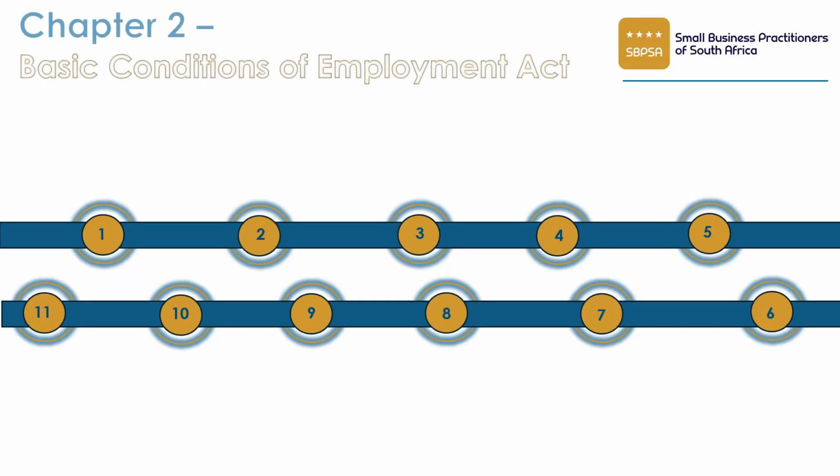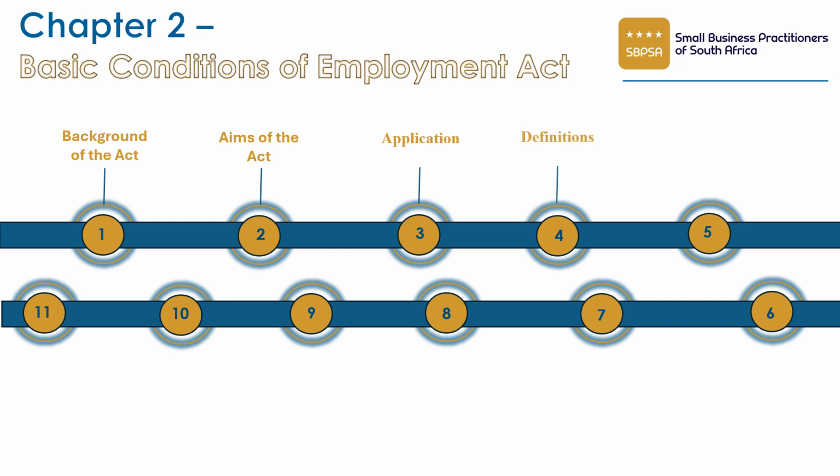That was Chapter 1. Now let us look at Chapter 2, Basic Conditions of Employment Act. This act covers a range of topics, and the following lists the fundamental aspects of the act. 1. Background of the act. 2. Aims of the act. 3. Application of the act. 4. Definitions of terms within the act.